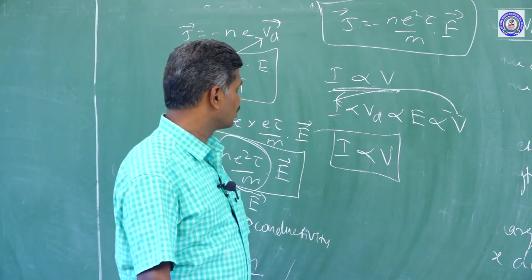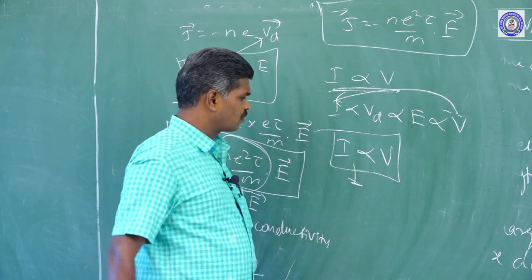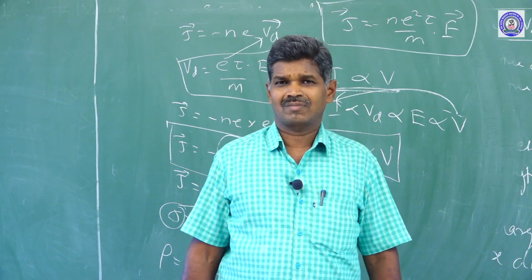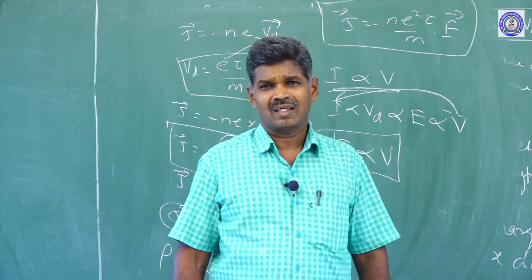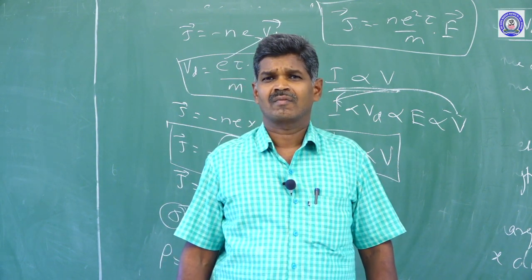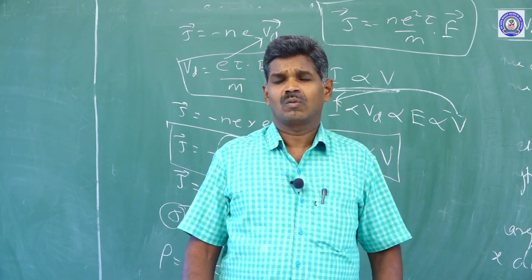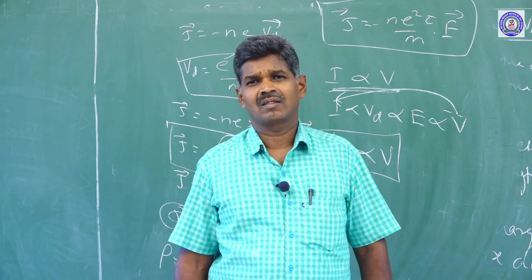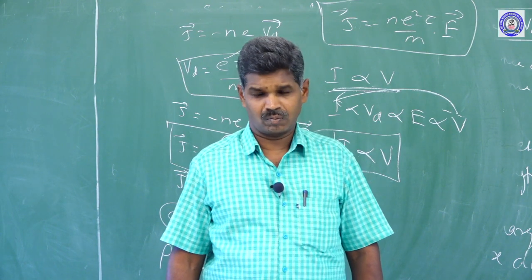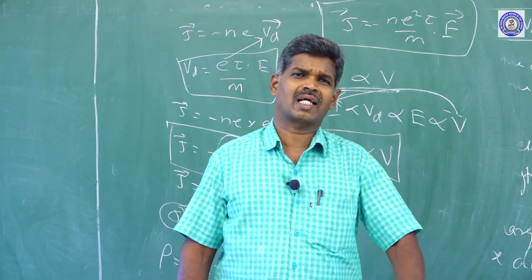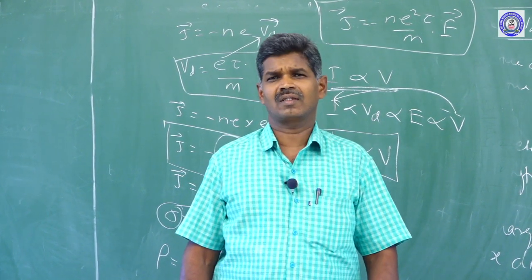So the statement of Ohm's law is: at a constant temperature, the steady current flowing through a conductor is directly proportional to the applied potential difference across the conductor. This is called Ohm's law, framed by George Simon Ohm. Okay, that's all. Ohm's law and its expression we will see in the next section.